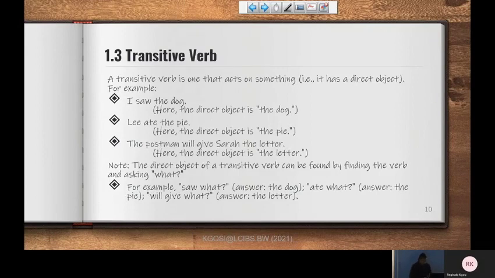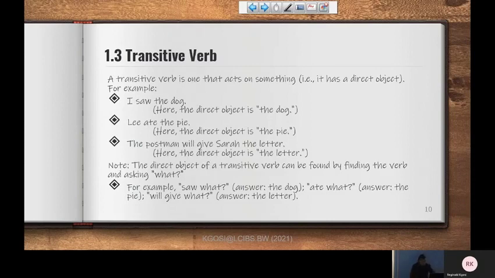So in other words, you see here, it says note there, a direct object can be found by finding the verb and asking what. So the action has to have a direct object. I saw. If you just say I saw, you don't specify what you saw, that is called intransitive. But if you now specify I saw the dog or I saw it, now remember the object here could either be a noun or a pronoun.